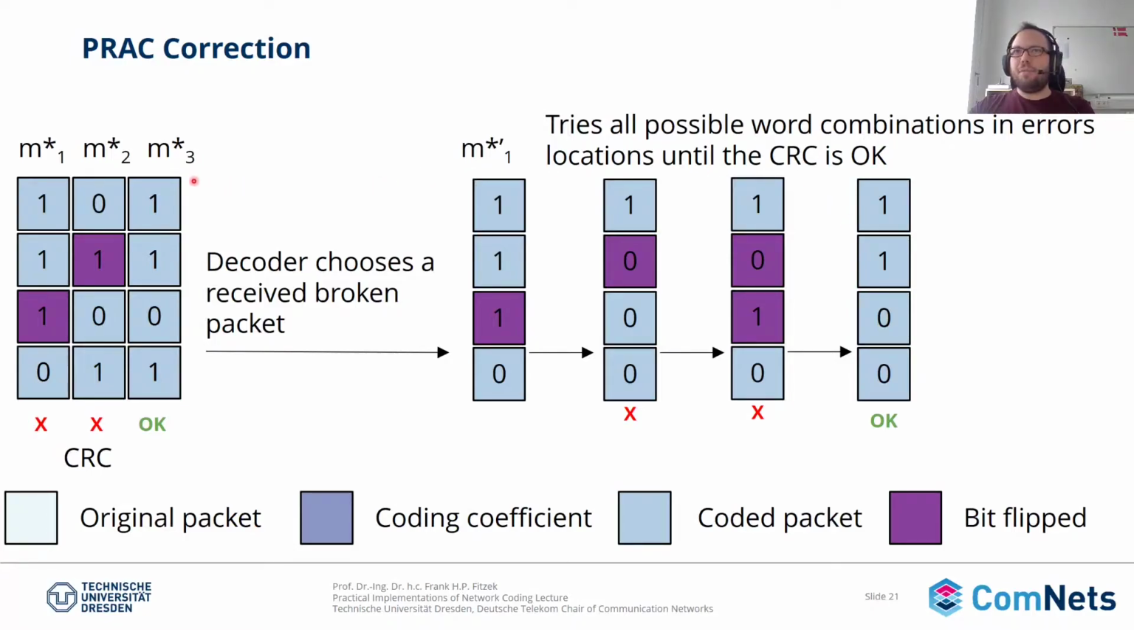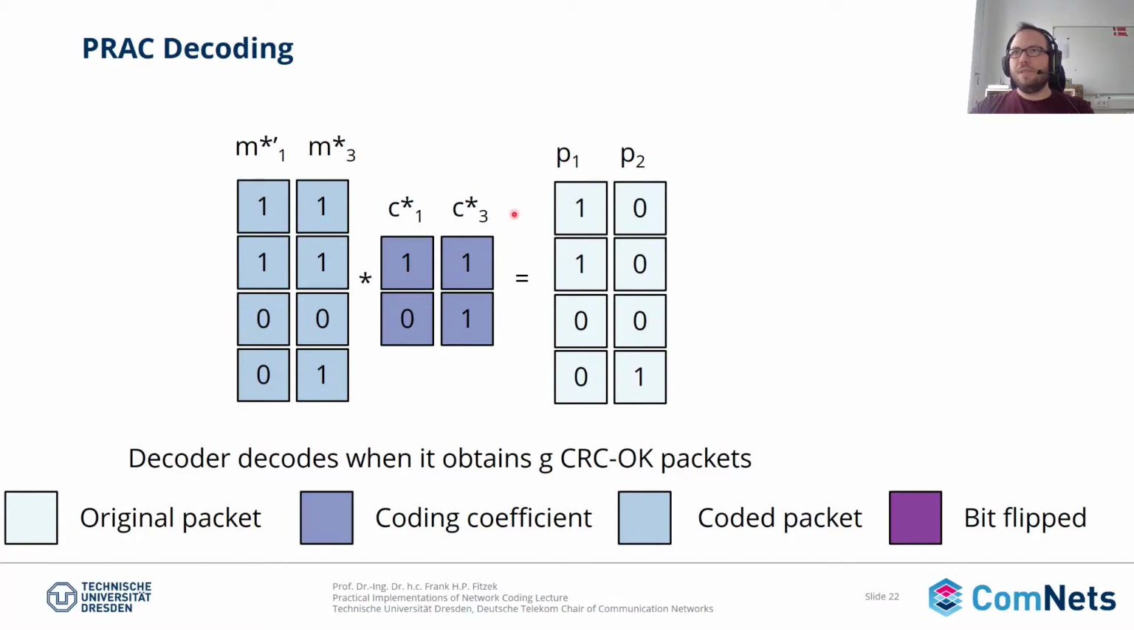Now we have M3 star, which is correct, and we have M1 star, which was corrected. Because our generation was of size 2, now we have two coded packets that are correct and linearly independent, so we can decode. If we perform the decoding with the inverse coding coefficients, then we obtain the two original packets. So as you can see, we corrected errors using network coding and exploiting this algebraic consistency rule.